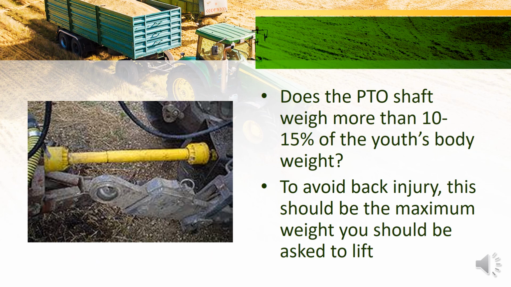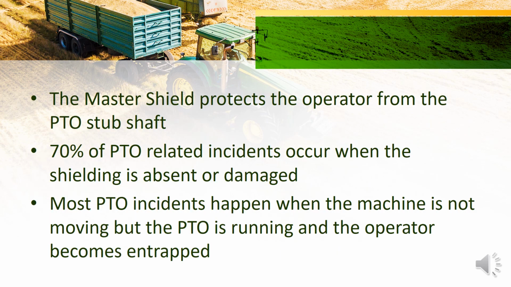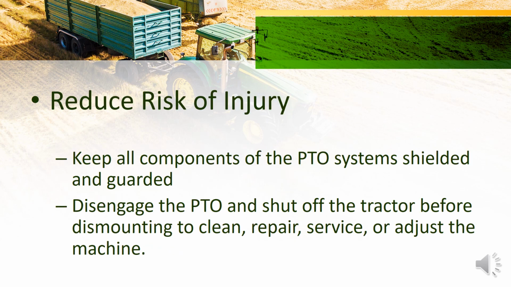To avoid a back injury, the maximum weight a youth should lift is about 10 to 15% of their body weight. If your PTO shaft weighs more than that, ask for help. The master shield will protect the operator from the PTO shaft. 70% of PTO-related incidents occur when the shielding is absent or damaged. Most PTO incidents happen when the machine is not moving, but the PTO is still running and the operator becomes entrapped. We'll discuss this at a later date.